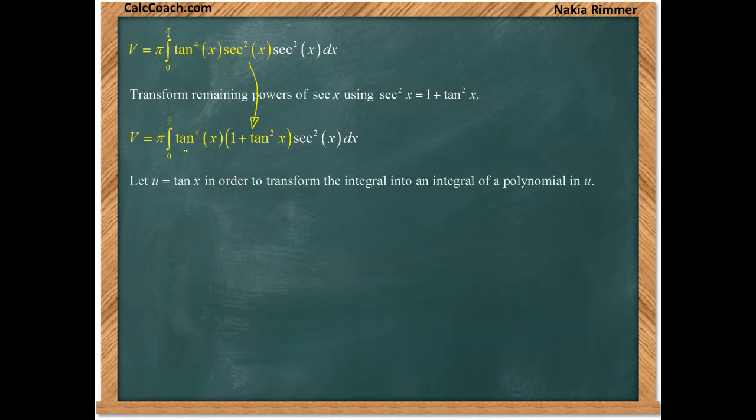Because if we let u be tan x, we'll just be left with some kind of a polynomial that's just in u. And this guy will be the derivative. If u is tangent of x, the derivative is secant squared of x dx. And so we'll be left with just a polynomial integral in u. We'll have u to the 4th times the quantity of 1 plus u squared. We'll distribute that in. We'll have u to the 4th plus u to the 6th.